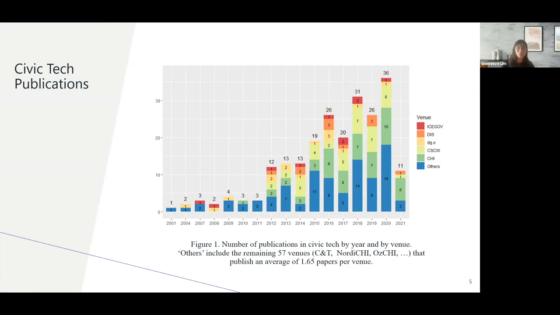And if you look at the venues to the right, there are 5 venues listed here. These are the top 5 venues out of a total of 62 venues that we looked at. The top contributor is CHI, the Conference on Human Factors in Computing, which had a total of 54 papers published over the years, followed by CSCW, which had 41. And then the rest had about 10 papers each. So we can see that CHI and CSCW, CSCW being the Conference on Computer-Supported Collaborative Work, these two conferences account for the major contribution in CivicTech and computing particularly. And then this blue graph here is on others, which feature the remaining 57 venues, and each venue has averaged about 1.65 papers per venue.